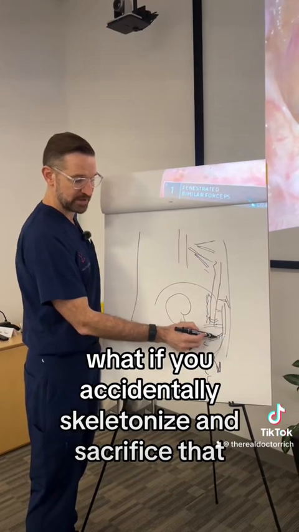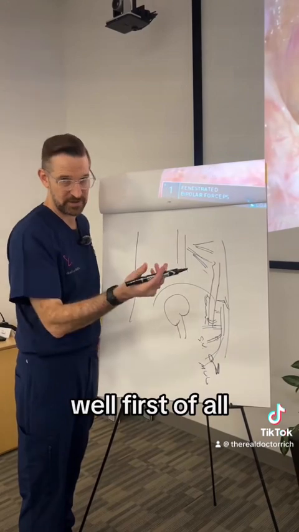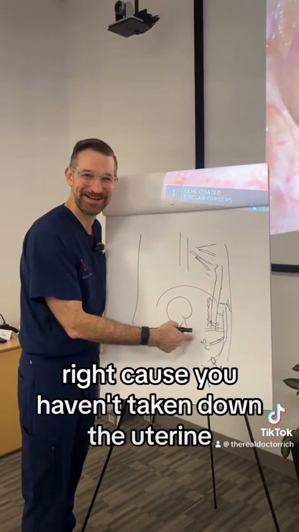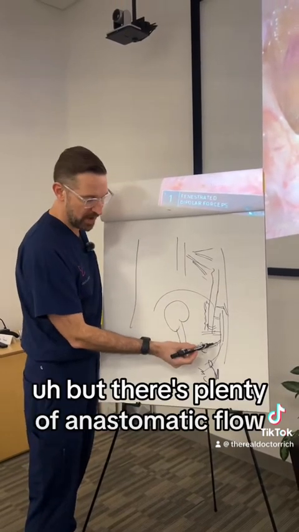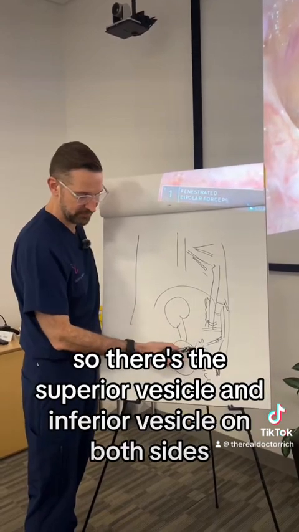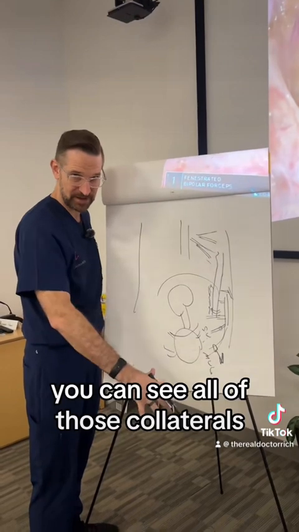What if you accidentally skeletonized and sacrificed that? Well, first of all, you're not going to accomplish what you want to accomplish, and it's going to bleed a lot, right? Because you haven't taken down the uterine. That's probably the big issue. But there's plenty of anastomotic flow. So there's the superior vesical, inferior vesical on both sides. And if you've ever been in the space of Retzius, you can see all of those collaterals.